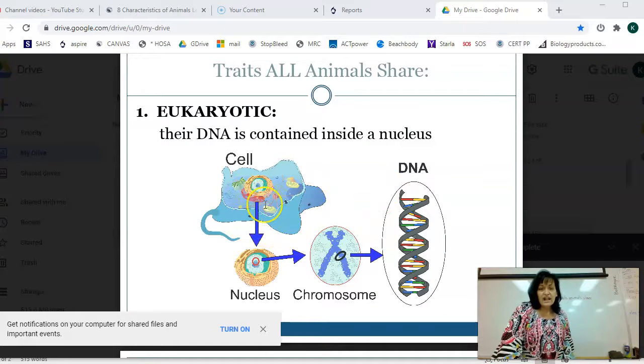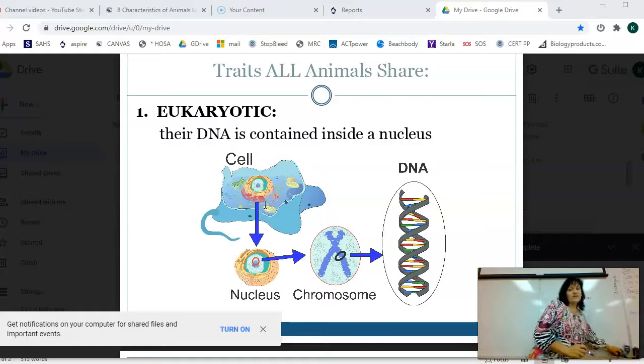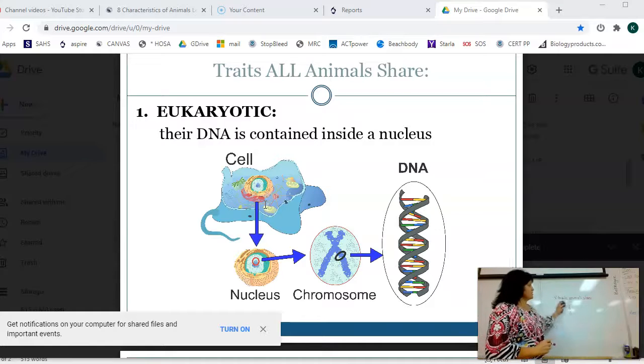You might draw a cell and then a circle to designate the nucleus, maybe a line coming out, and draw that double helix DNA thing, okay? Whatever you want to draw that's going to remind you that is eukaryotic, okay? That's one box.